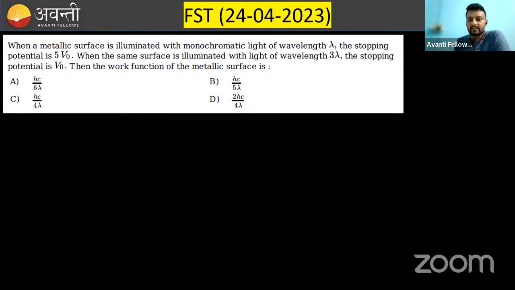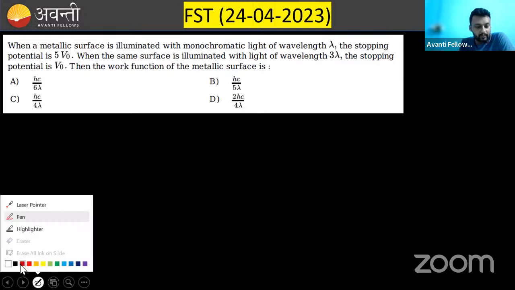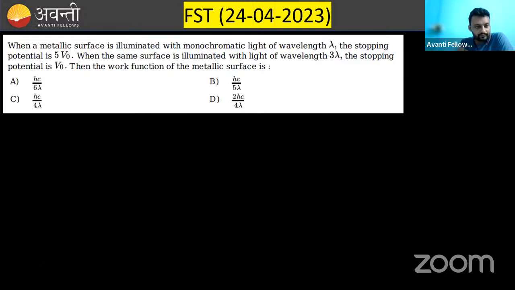When a metallic surface is illuminated with monochromatic light of wavelength lambda, the stopping potential is 5 V naught. So first of all, you should know the relation for stopping potential. Do you know the relation for stopping potential?